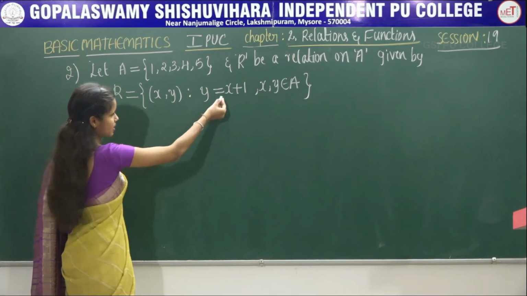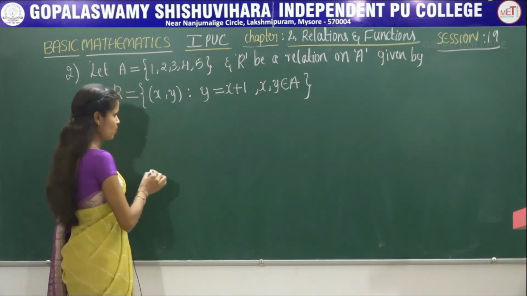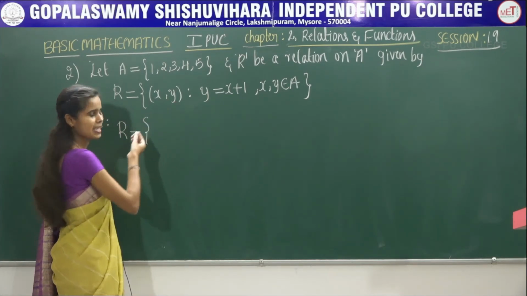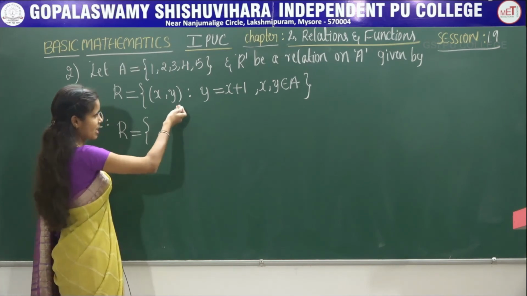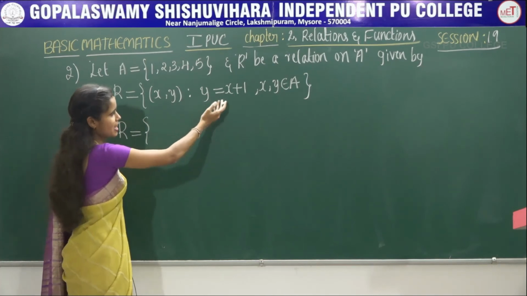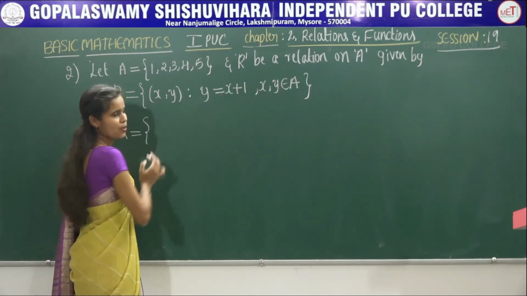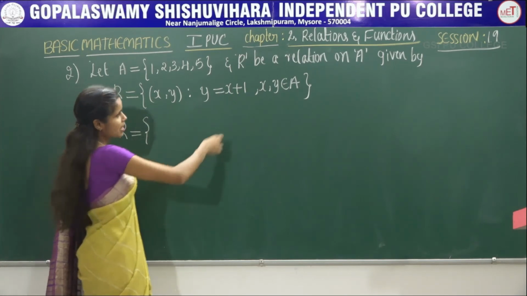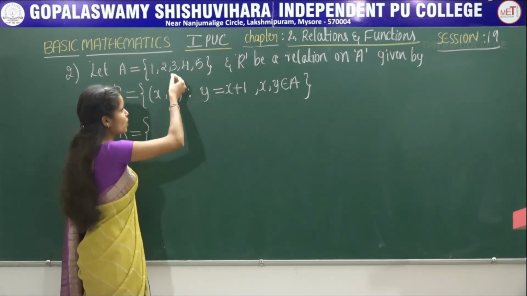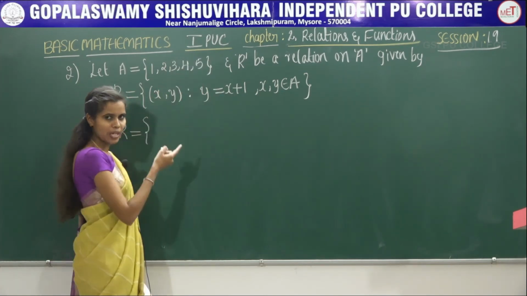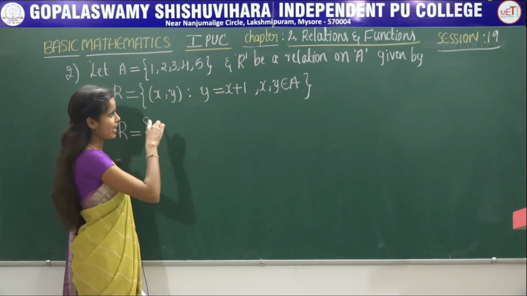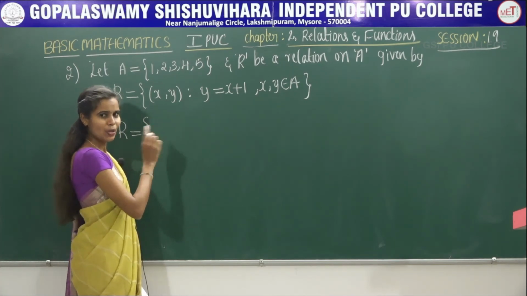So here the relation is given, and the condition is y is equal to x plus 1. Find R means find the elements of the given relation, that is, represent this relation in set builder form in the roster form. Roster form means list out all the elements satisfying the relation y is equal to x plus 1. Here the relation on A means the relation is defined from A to A. The set A contains 5 elements, and the second set is also A with 5 elements, therefore A cross A contains 5 into 5, that is 25 elements.